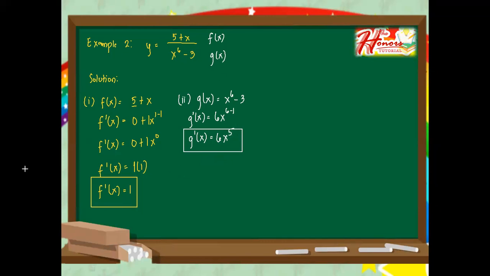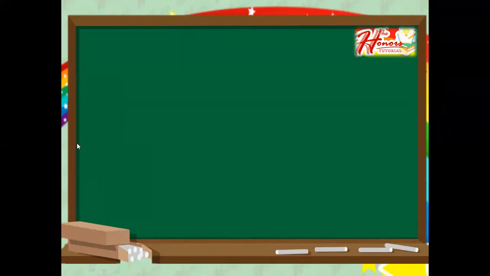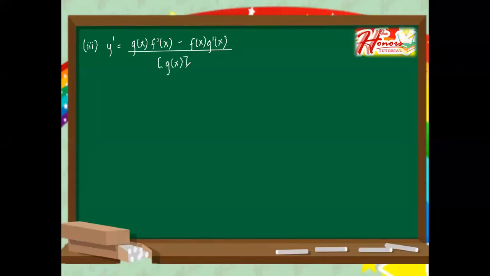Now, let's have the third part of our solution. For the third part of the solution, we will be using the pattern that we studied in part 1 of this video. So that is y prime is equal to g of x times f prime of x minus f of x times g prime of x, over the quantity of g of x raised to 2.